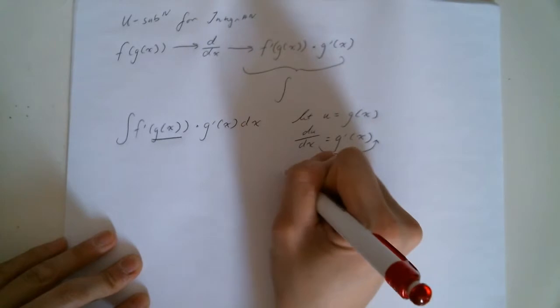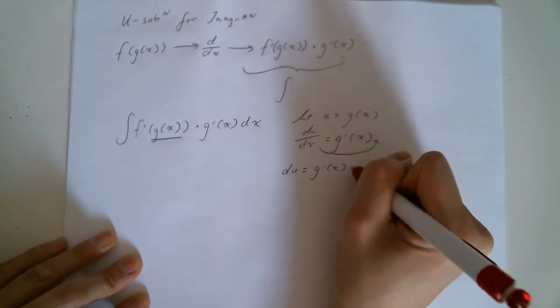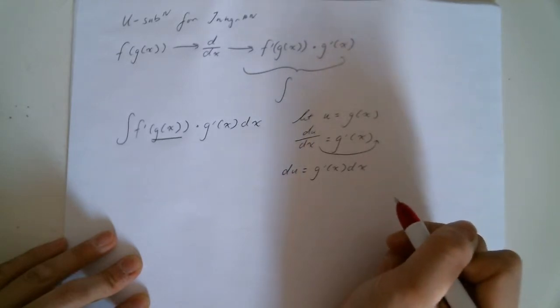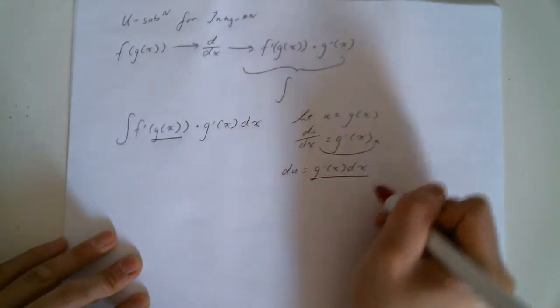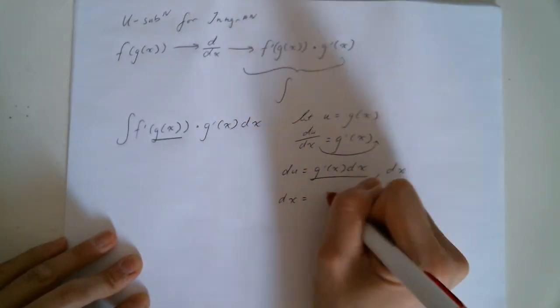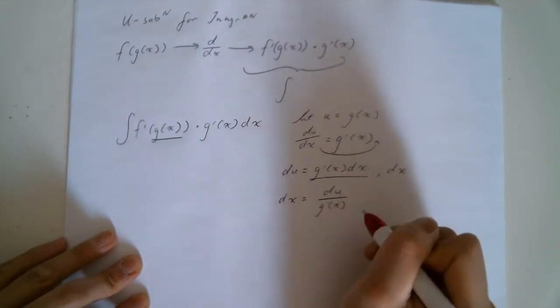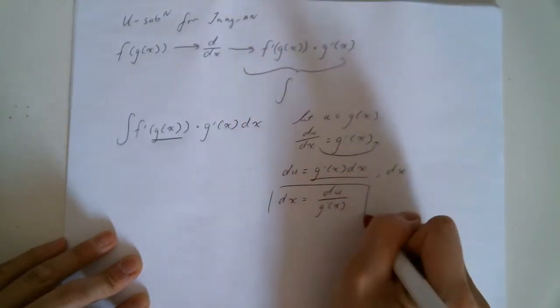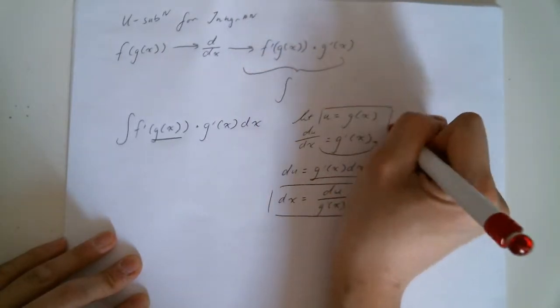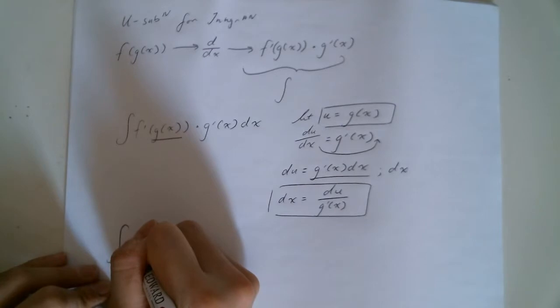to obtain g prime of x. And then on isolating that for dx, we obtain dx as a function of du and of g prime of x. What we can then do is take that dx and the u itself, and we substitute both equations back into our original, and we'll find that it nicely cancels.